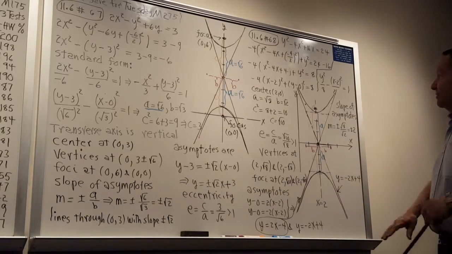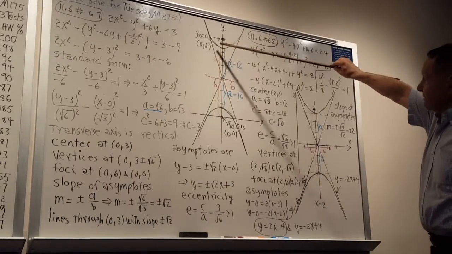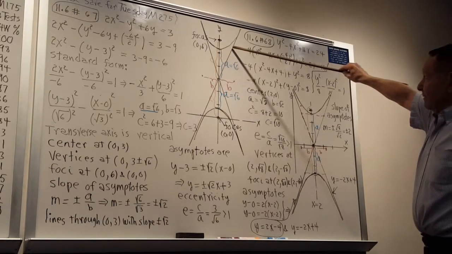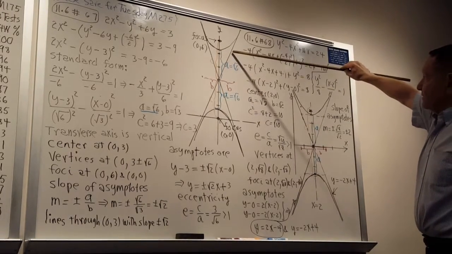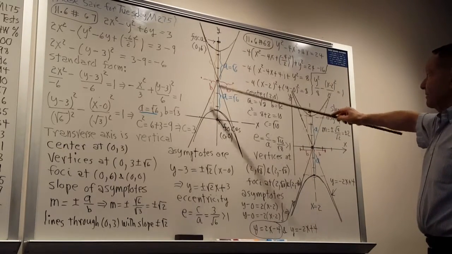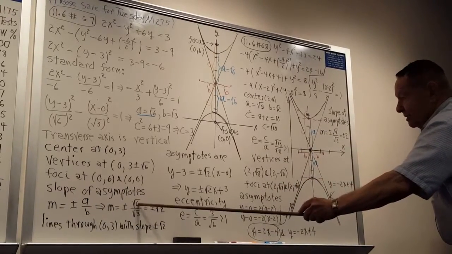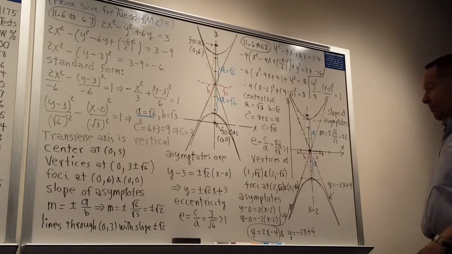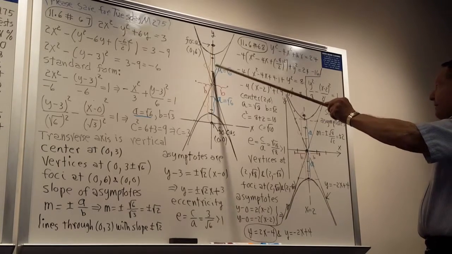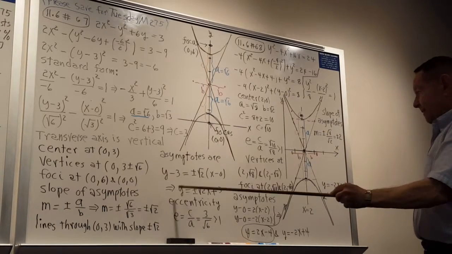And then for the slope of the asymptotes, you see when your transverse axis is vertical, then the slope here, your rise would be the A and your run would be the B. So it's A over B, plus or minus. So root 6 over root 3, which is root 2. So the asymptotes are lines through (0, 3). This has slope root 2, and this is slope minus root 2.